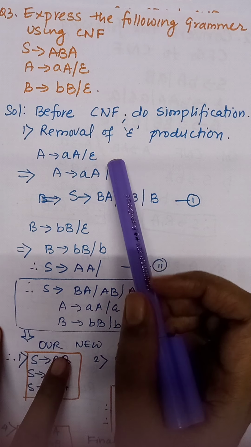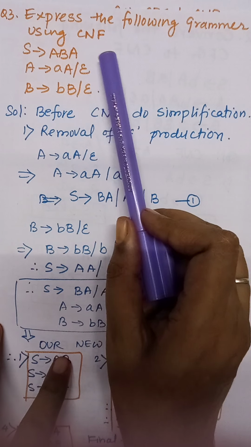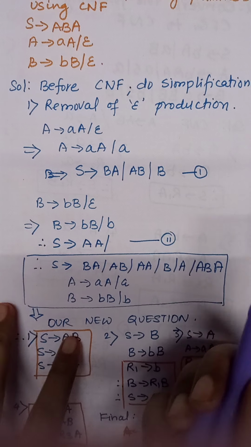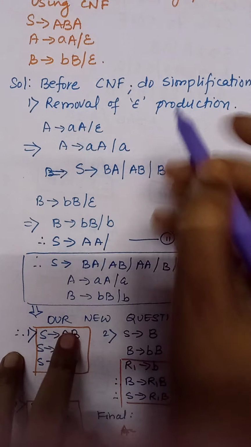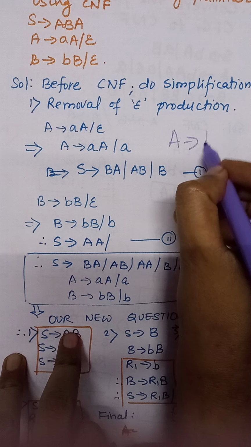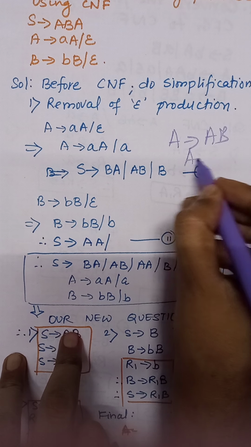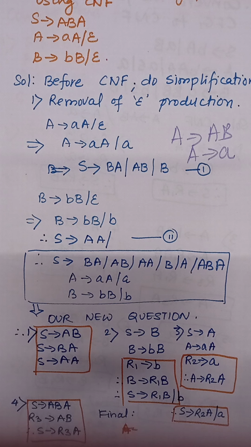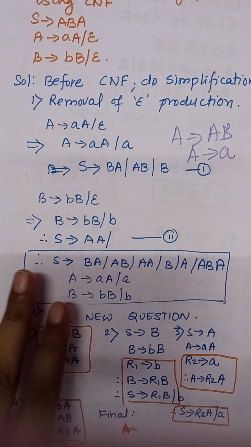So our question is to convert the given grammar into CNF. Now in order to convert the given grammar into CNF, we should have the format of A producing AB or A producing a. That is, we should have two non-terminals on the right hand side or a single terminal.